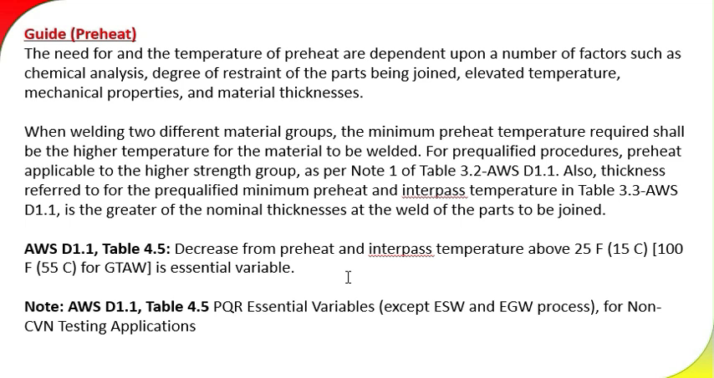If you change the preheat and interpass temperature above 25 degrees Fahrenheit, it is an essential variable. If it is decreased, then it will change your PQR. You need to change your procedure qualification record. So this is mentioned in Table 4.5, AWS D1.1 Table 4.5, PQR essential variable for non-CVN testing applications. So this is for non-CVN, not applicable for CVN impact test.